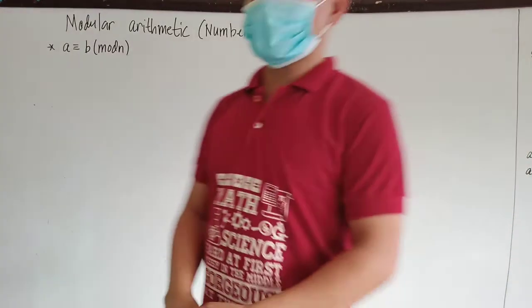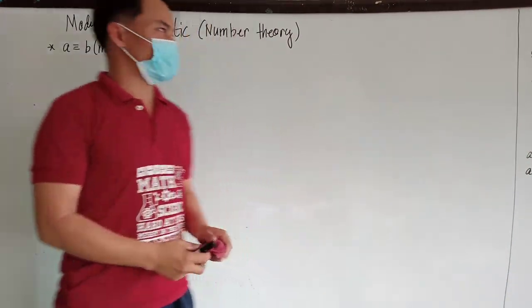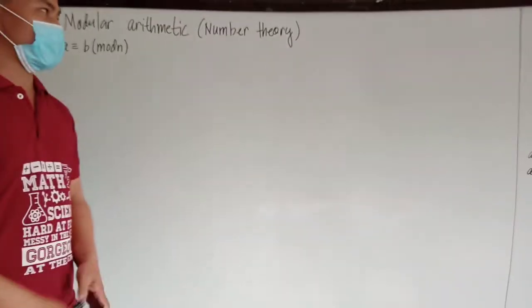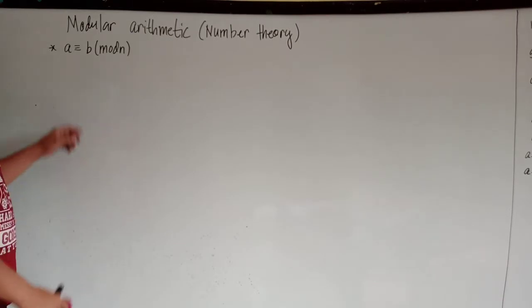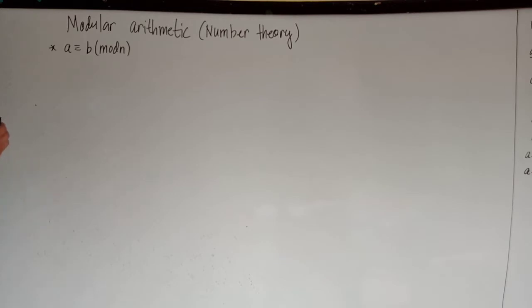Okay, good afternoon everyone. So this time we'll talk about the introductory part of number theory, which is modular arithmetic. So we have here what is meant by A is congruent to B mod n. Okay? So what is meant by this given quantities, A is congruent to B mod n.